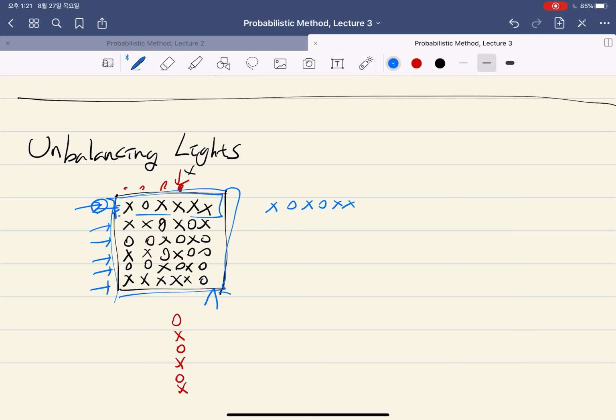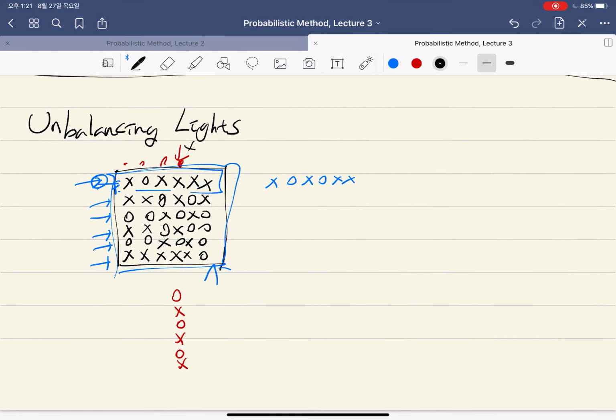Or how many lights can you actually turn on? So this is one question. One approach we can take is to randomly select whether to hit these switches or not, and then try to analyze what you will actually get.